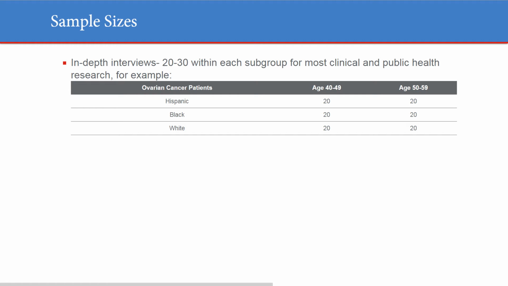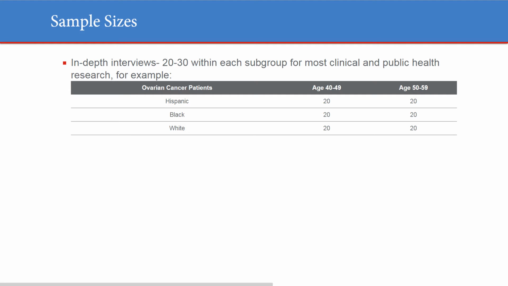So let's go to sample sizes and say a little bit about that. I've talked here about in-depth interviews and needing 20 to 30 in each subgroup for most clinical and public health research. But that's not always the case. So it's really important, I think, for you to read a lot more about samples and know for your own particular research approach. For phenomenology, you're not going to do 20 to 30 interviews because there probably aren't 20 people who were in the cardiac care unit in March when you went to find out about that experience.